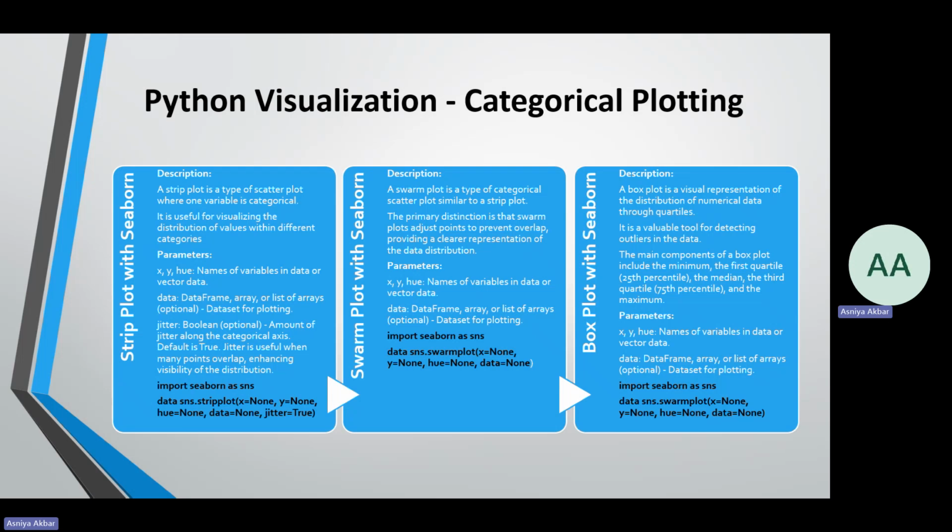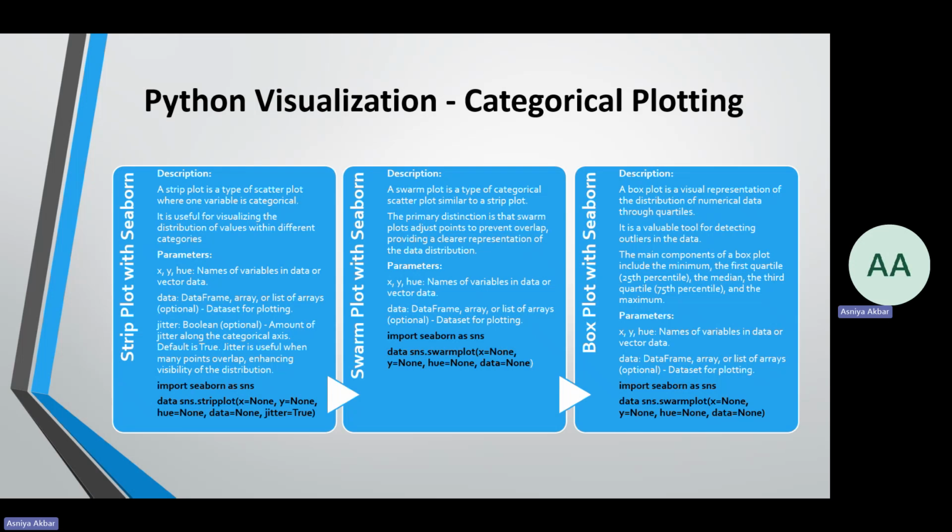So everyone, next up we have Python visualization, categorical plotting. First we will start with the strip plot, then the swarm plot, and then later we will look at the box plot. Firstly, the strip plot with Seaborn. A strip plot is a type of scatter plot where one variable is categorical, and it is useful for visualizing the distribution of values within different categories.